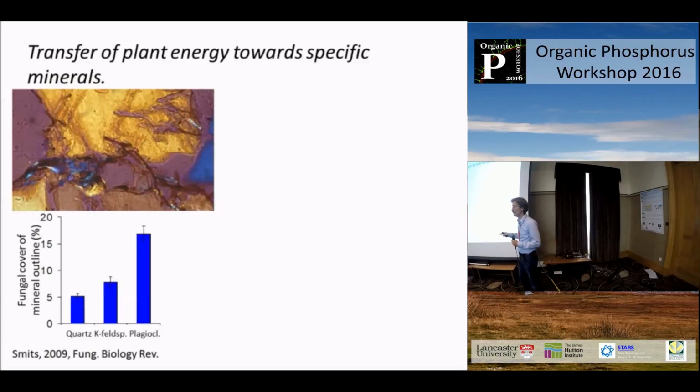But then you have to realize those quartz grains were dominating your soil matrices. It was around 80% quartz and then 20% of the other minerals. So in total, most of the fungal biomass was still on quartz grains that don't contain any nutrients.